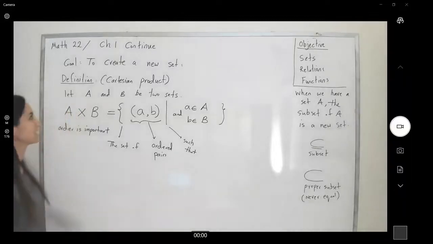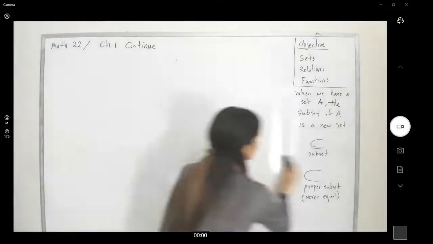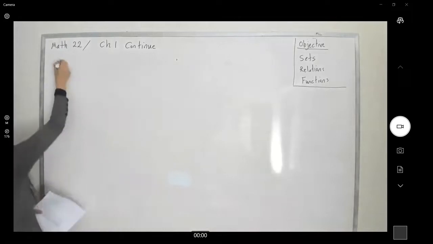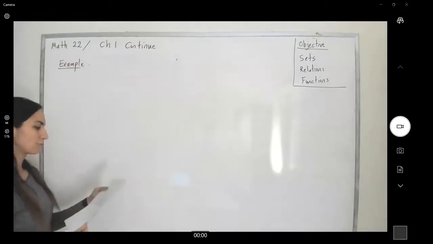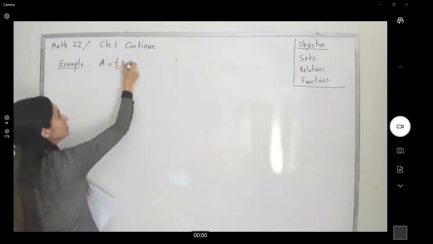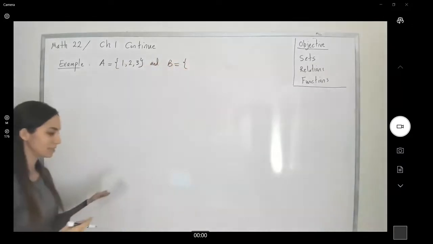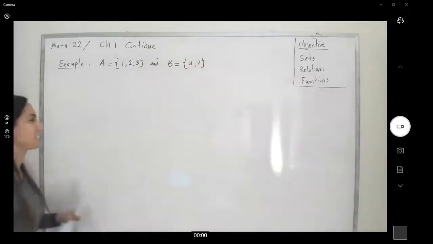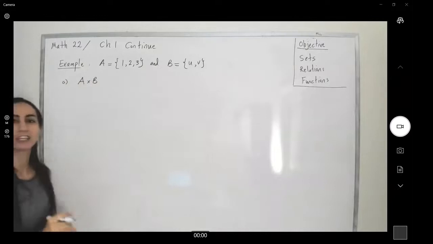Well, let us go over some examples. This example says, suppose you have two sets: let A be a set including 1, 2, 3, and B be a set including two elements, like u and v. Very well. The question says, first of all, find the Cartesian product between A and B.